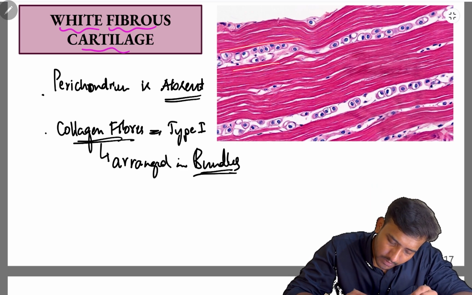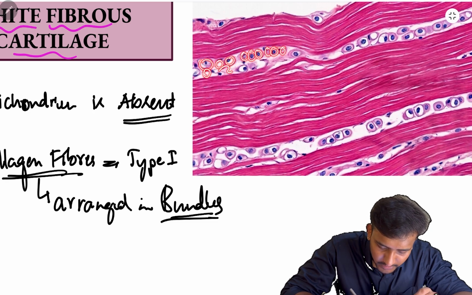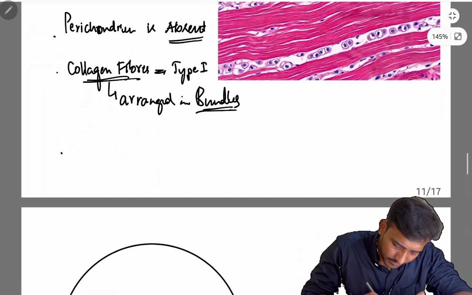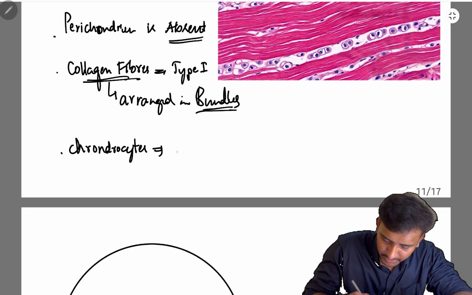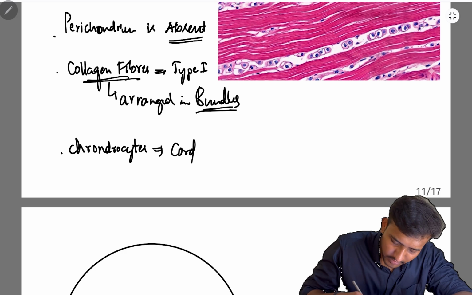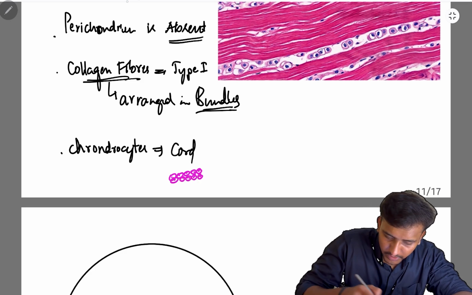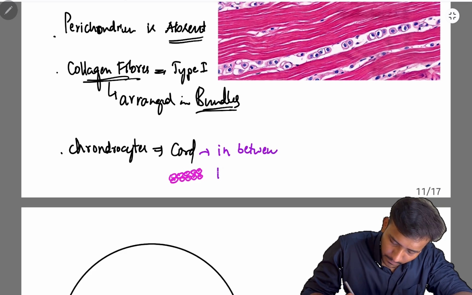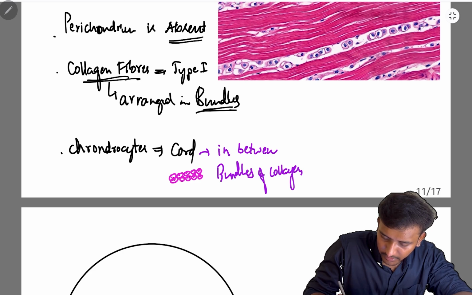Between the bundles, you can observe what? Your cells, right? Those cells are chondrocytes, right? Now, how are these chondrocytes present? Chondrocytes are present in cords. What do I mean by cords? Cords means this. If I take this one as a chondrocyte, these chondrocytes are arranged in this manner. Now, where exactly are they located? They are located in between bundles of collagen fibers. That's what you saw over here, guys.